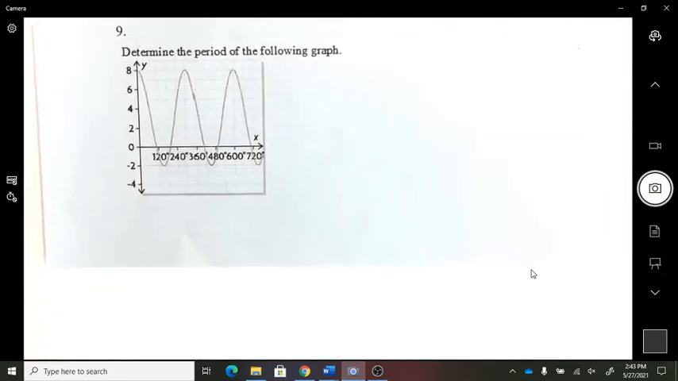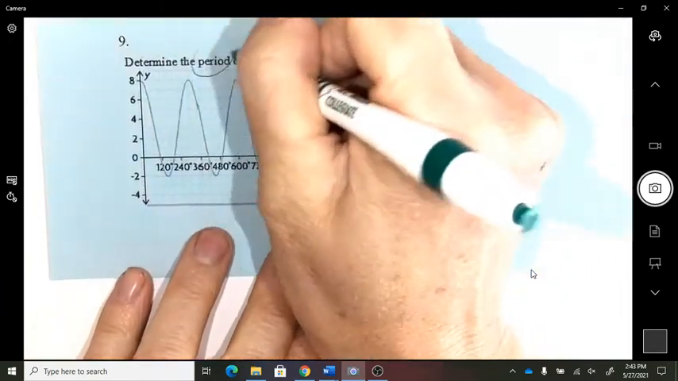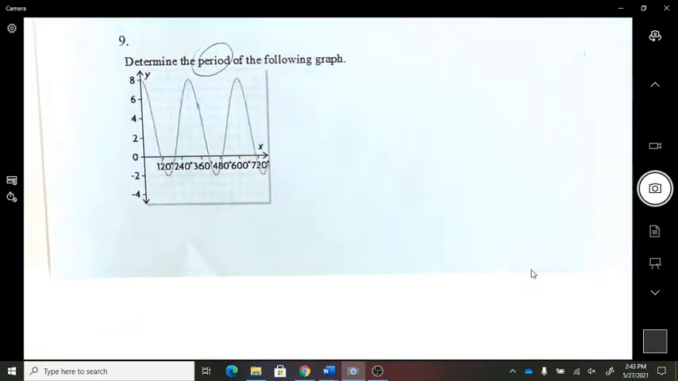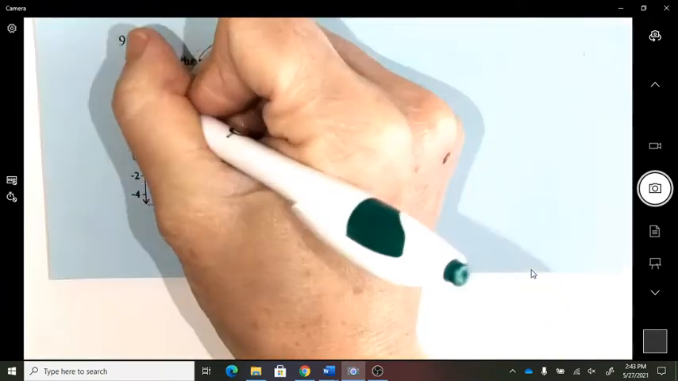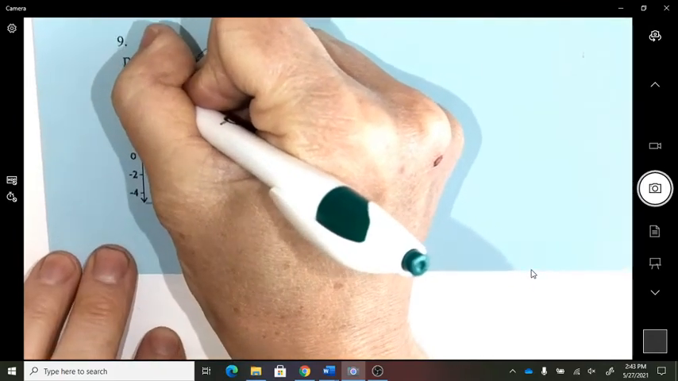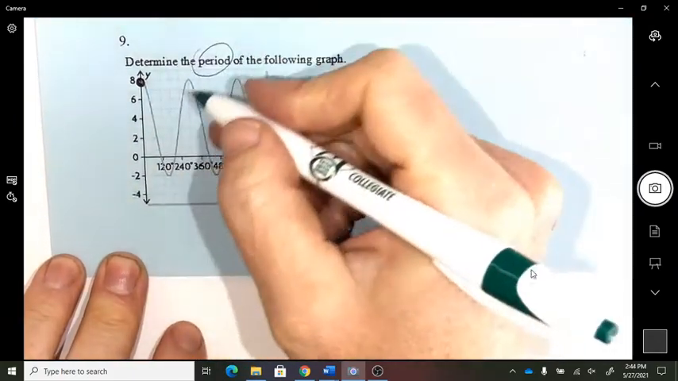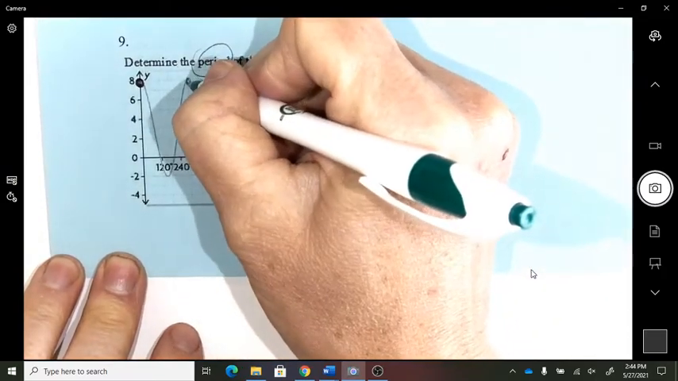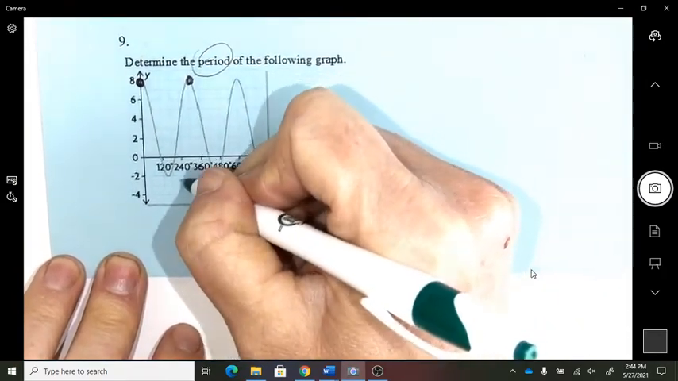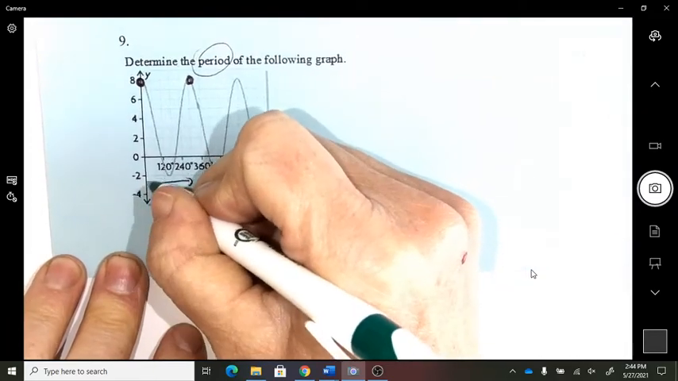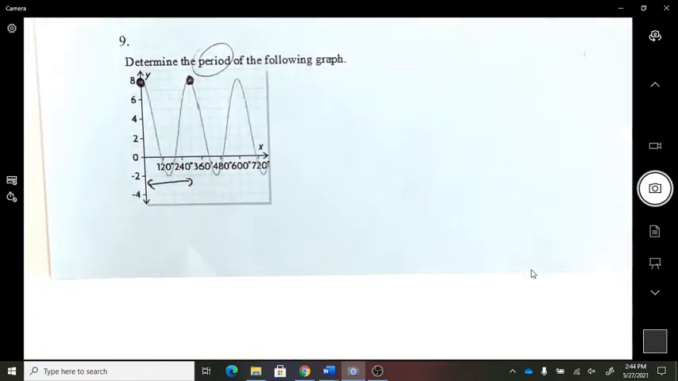Okay, determine the period. So the period is a cycle. How long? So let's pretend I'm going to say, let's start here. The next time I get back there is here. How long of a time did that take me?